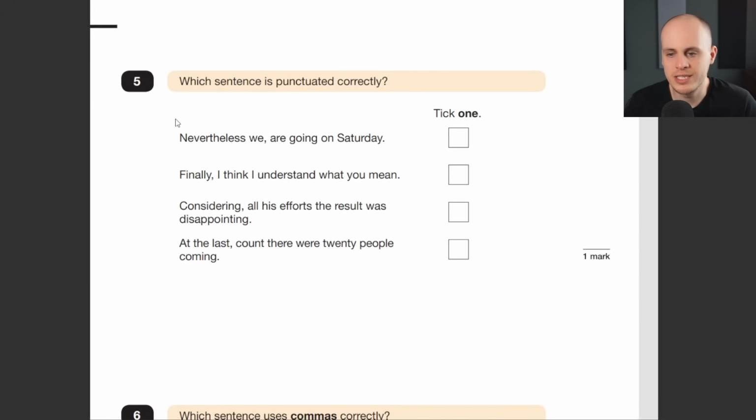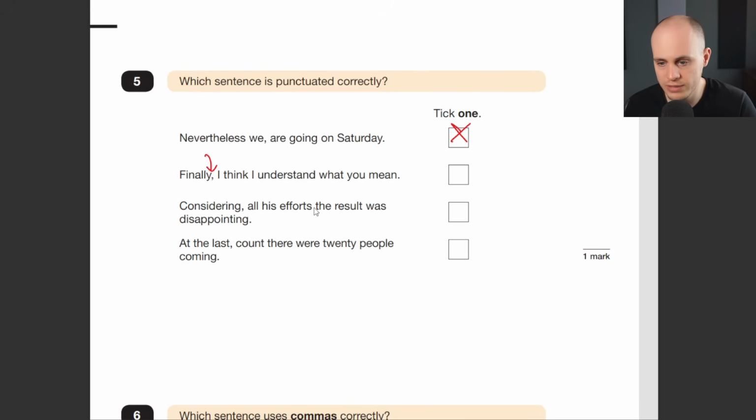Number 5, which sentence is punctuated correctly? So that means we've got to pay attention to everything, guys. We can get rid of things that are just obviously missing, right? Like full stops, capitals, whatever. Nevertheless, we are going on Saturday. Nevertheless, we are going on Saturday. That comma seems very odd. I don't think that's the answer. Finally, I think I understand what you mean. Okay, this is a fronted adverbial. I think I understand what you mean as a main clause. That looks good. Let's check all of them.